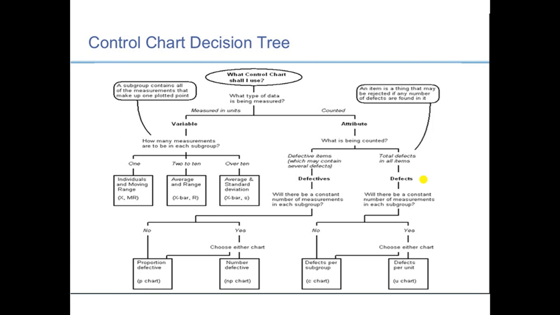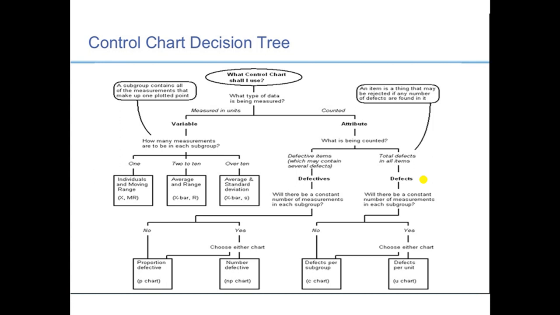If we go to defects, again the question comes: will there be a constant number of measurements in each subgroup? If the answer is yes, then you can use either the defects per subgroup chart, that is the C chart, or defects per unit, that is the U chart. But if the answer is no, then you have to go to the defects per subgroup chart, that is the C chart.